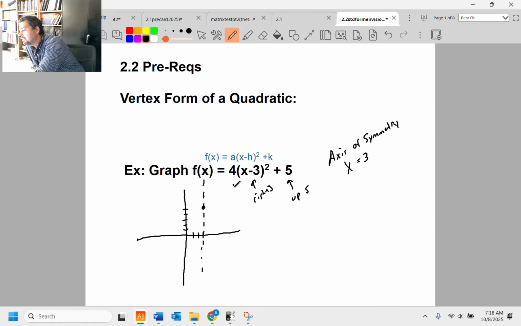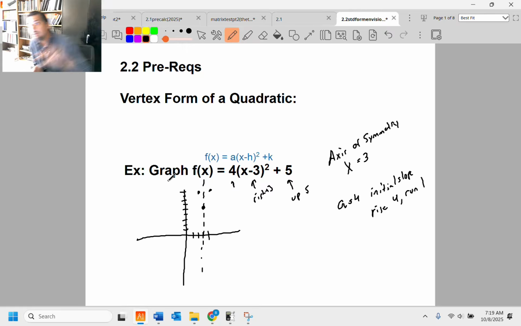Now, this is a. This is my initial slope. And since it's 4, it means rise 4, run 1. So I need to rise 4 and run 1. Now, I have to do it both ways, and maybe the axis of symmetry helps you realize that, but if I have something 1 unit to the right, I got to have something 1 unit to the left because I'm trying to draw a parabola, right? And there we go. This is vertex form.